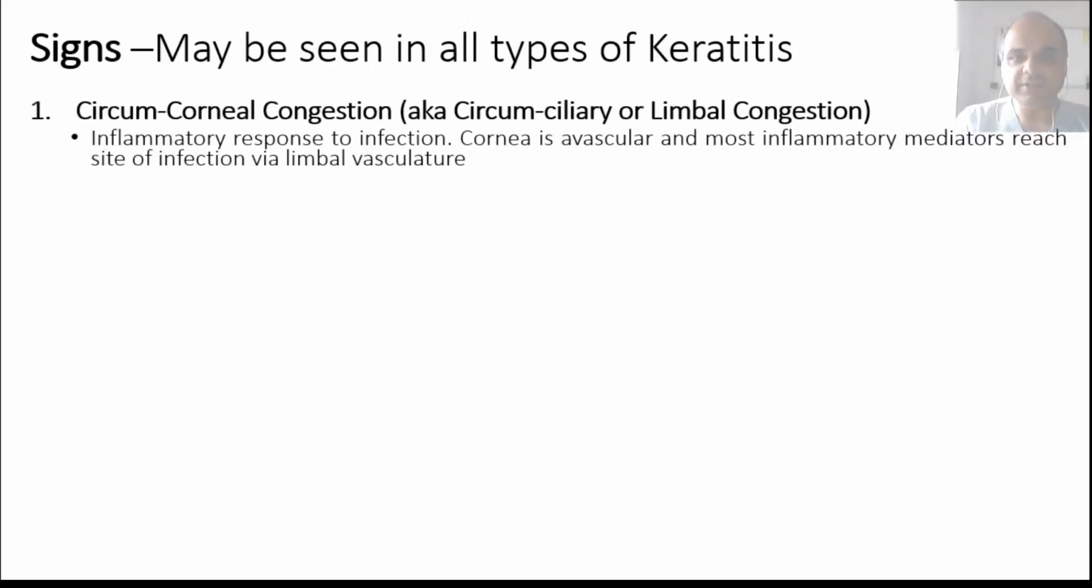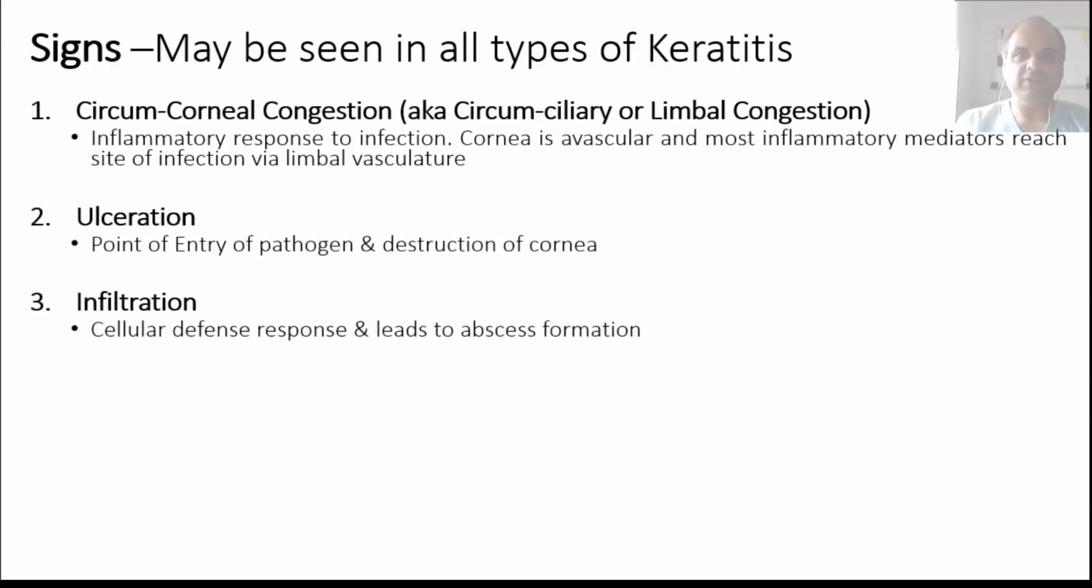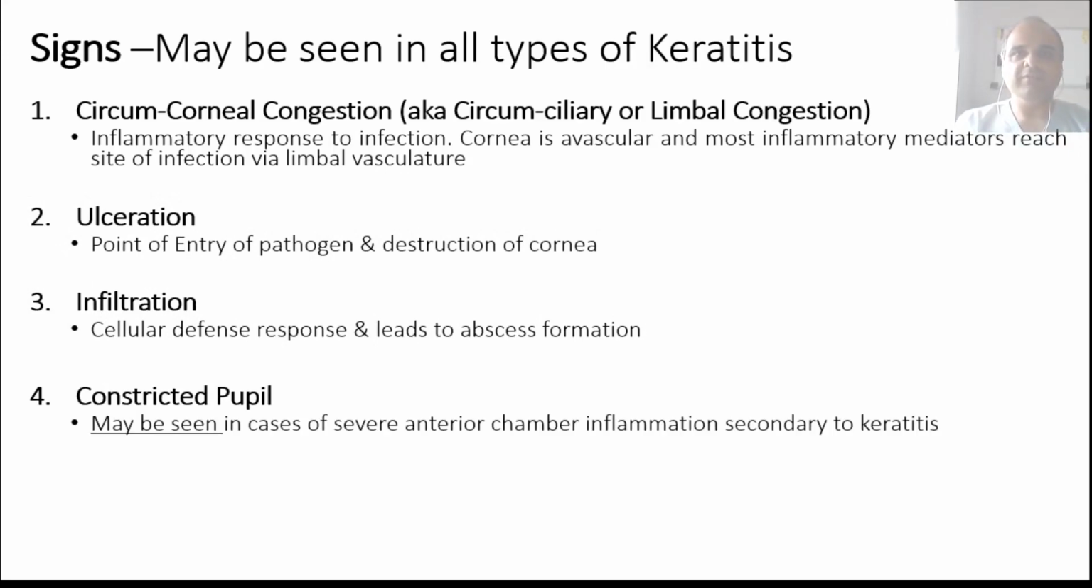Let's summarize them. We saw circumcorneal congestion as a source of inflammatory cells for the cornea. We saw ulceration, where was the point of entry and abscess formation. We saw infiltration, that's just the protective cells coming in to defend the cornea. We saw constricted pupil, which may be seen if the iris is spastic simply because of the contribution of the anterior chamber to the corneal inflammation. If there's a lot of inflammation in the anterior chamber, you would see a small pupil, as we saw in one of the pictures in which the iris spasm was being treated by giving a mydriatic agent, something to dilate the iris to relieve the pain.